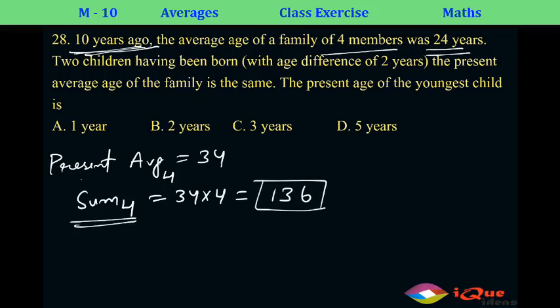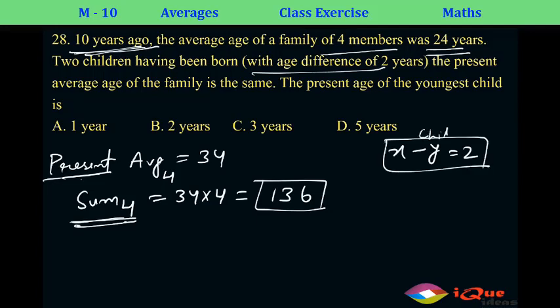That is the sum of 4 people. At present, the sum of 4 people is 136. But the question says 2 children have been born with an age difference of 2. Let's assume their ages are x and y. So x minus y is 2. That is one equation that we already have for those 2 children.